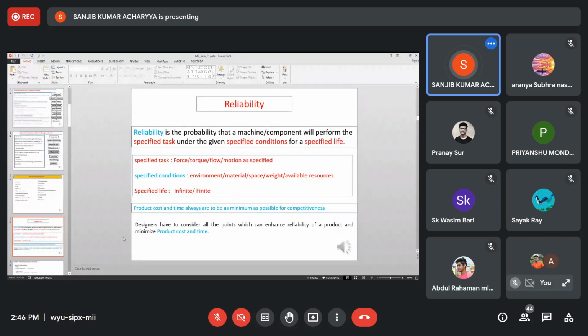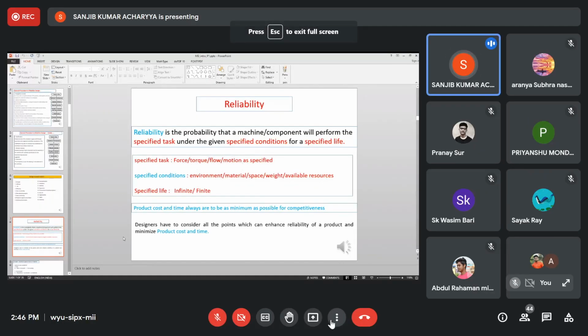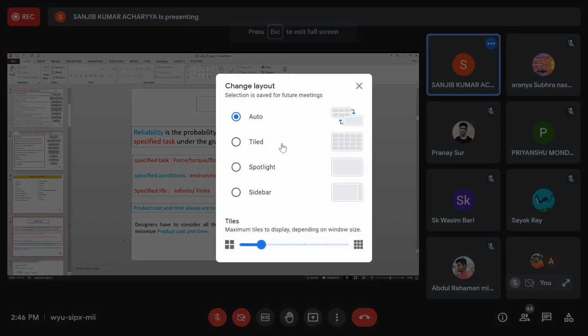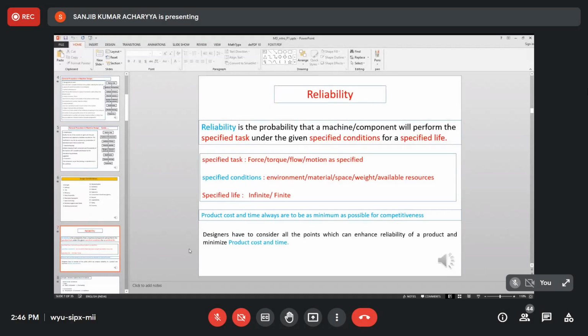So first of all, the designer generally designs a product with the aim of highest reliability with minimum cost in minimum time. Three things: highest reliability in the product with minimum cost and also minimum time. It is a challenge for the designer because these three parameters are conflicting with each other.